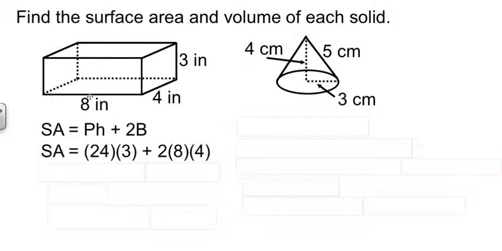The perimeter of this base is 8 plus 4 plus 8 plus 4, which adds up to 24, times the height, 3, plus it says 2 times the area of the base, well that would be 8 times 4. Doing a little arithmetic, that's 72 and that's 64 added up is 136 square inches.